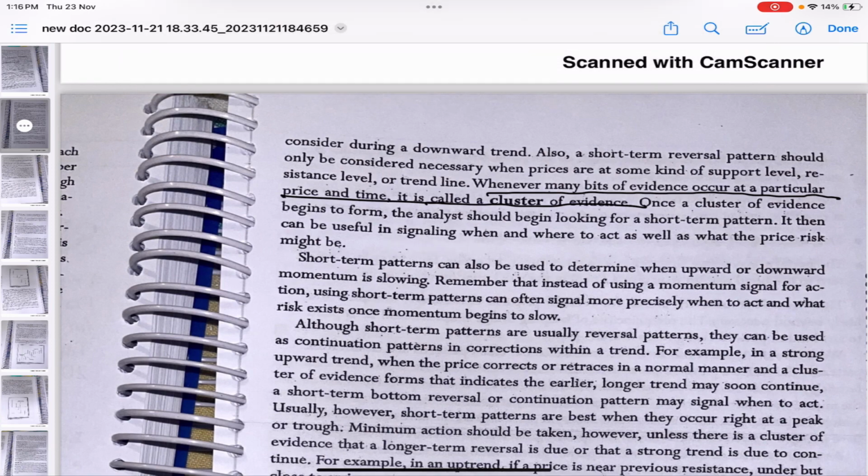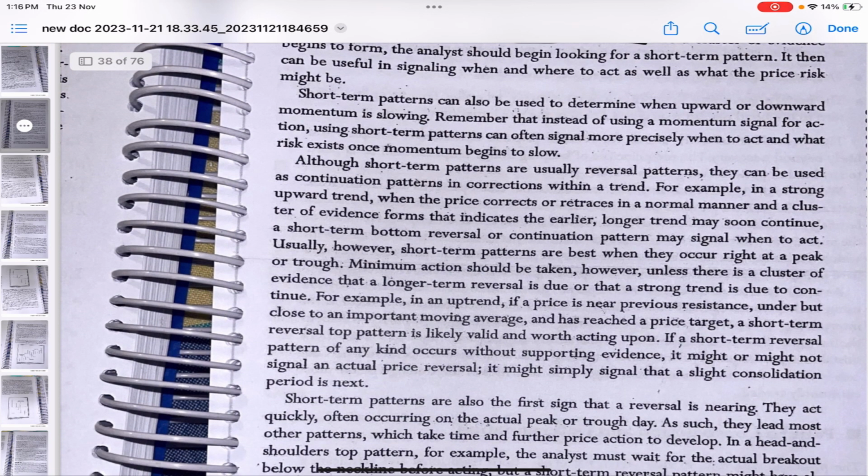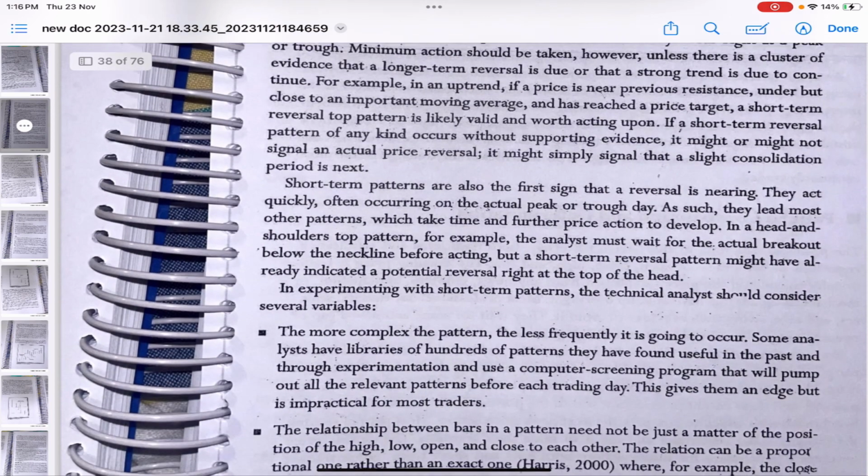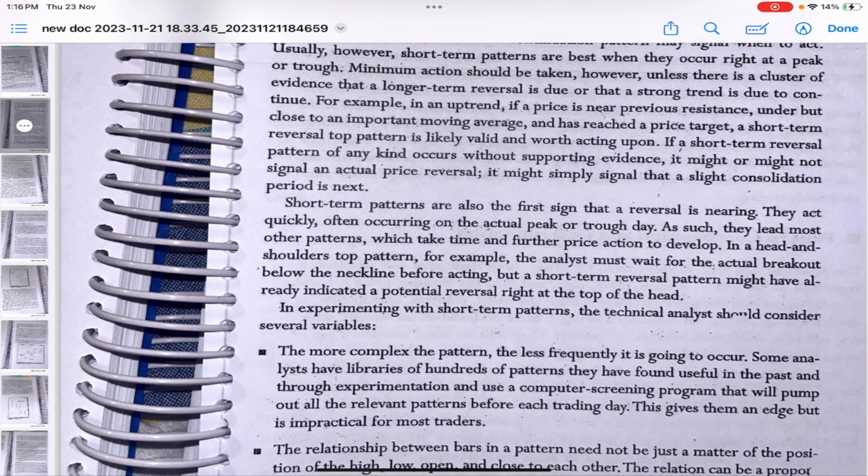Short term patterns can also be used to determine when upward or downward momentum is slowing. That is again confirming with the charts. Although short term patterns are usually reversal patterns, they can be used as continuation patterns in corrections within a trend. Shorter term patterns are best when they occur right at the peak, as evidence that a longer term reversal is due or that a stronger trend is due to continue. For example, in an uptrend, if the price is near the previous resistance.